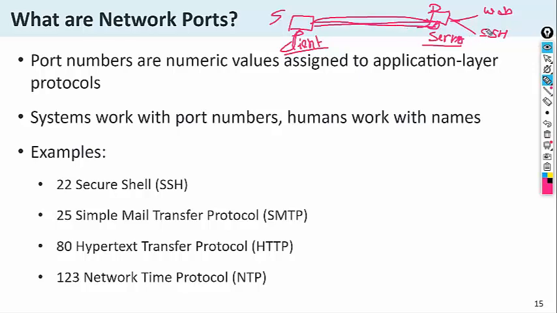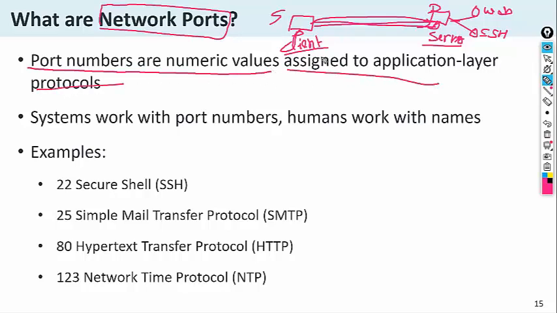So in this case, a specific logical addressing also happens. It is called the port number, or network ports. So what are network ports? A network port is a numeric value assigned to an application layer protocol. Like the web server, HTTP is an application layer protocol and it uses port number 80, and SSH uses port number 22.